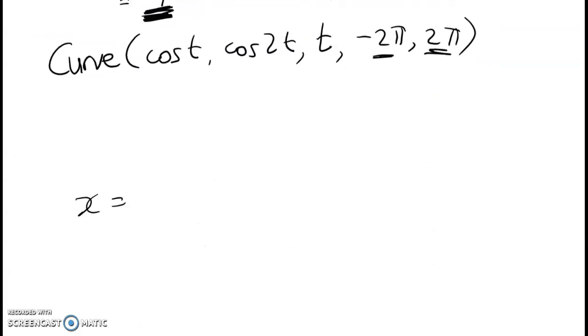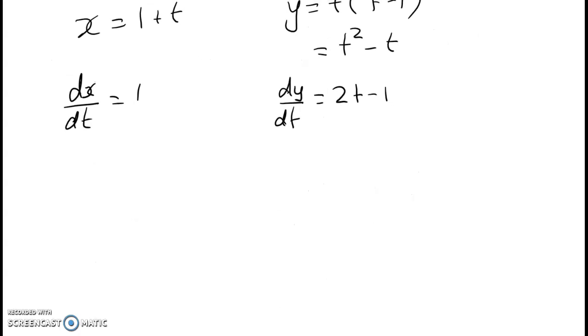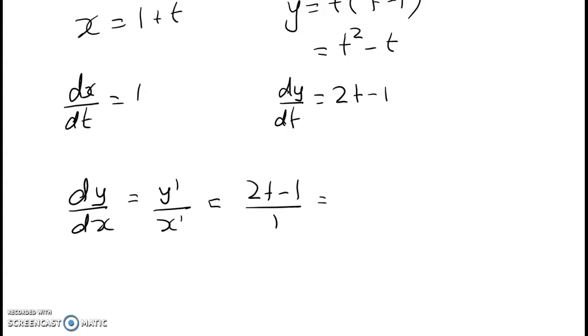Okay, so we've got x is equal to 1 plus t and y is equal to t times t minus 1. Now, I'm going to be differentiating, so I might as well expand that out. dx by dt is equal to 1, dy by dt is equal to 2t take away 1. dy by dx will equal y dash over x dash, which is simply 2t minus 1 over 1, or 2t minus 1. Okay, so that's my final answer there.